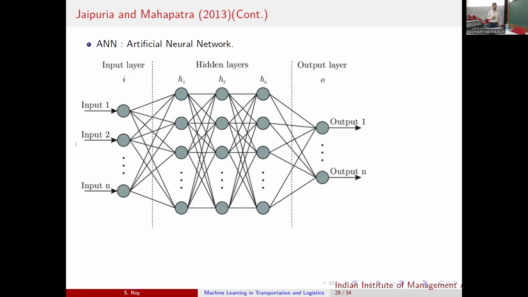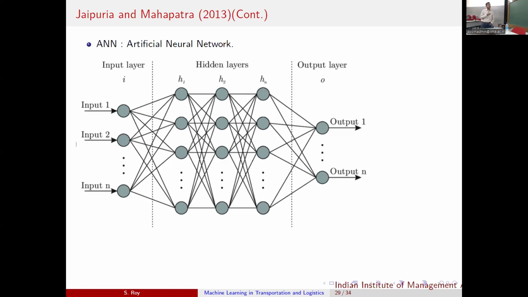I'll not go into that detail. Actually, to be honest, it's not possible to know all the details. It's a black box kind of technique. The idea is simple: once you feed the data into this, it does something in between. These are called hidden layers, and then it provides you the output. So that's the classical structure of ANN.